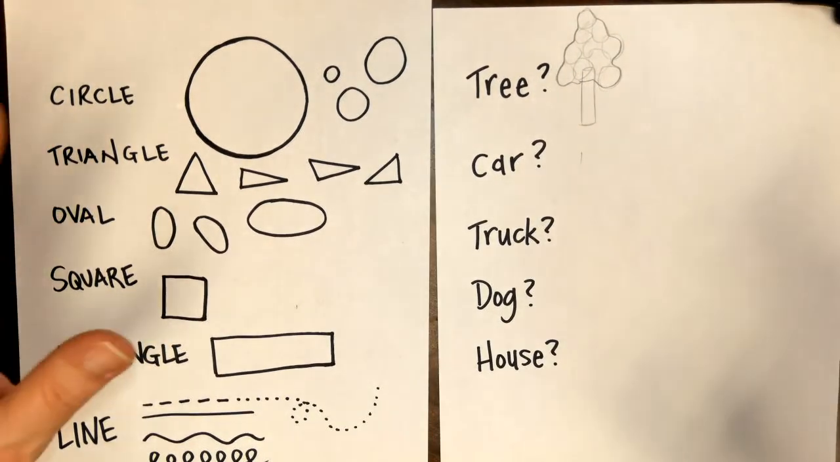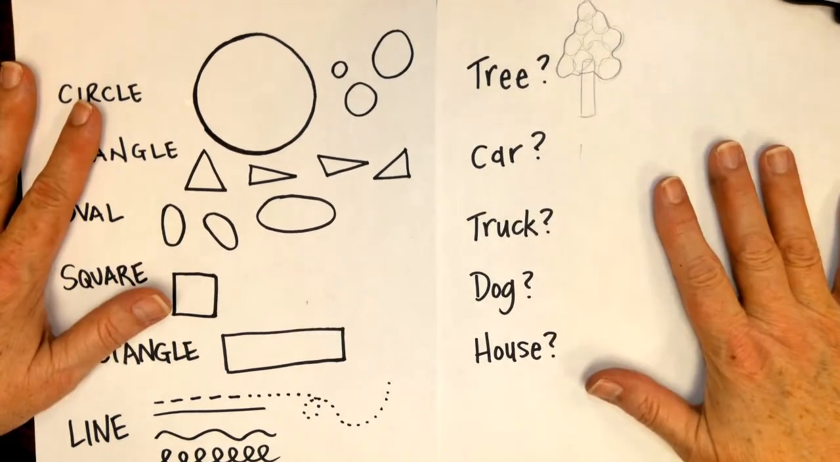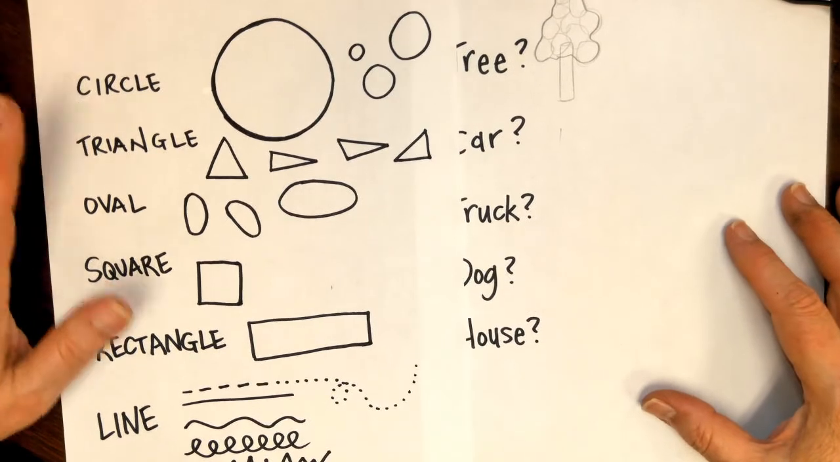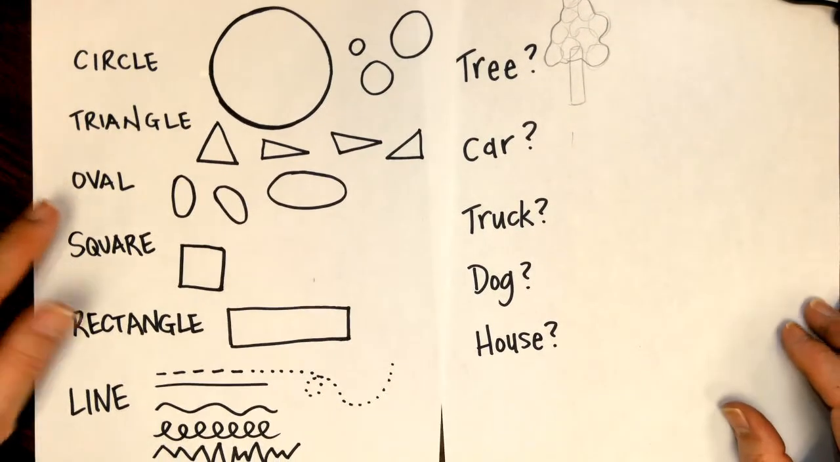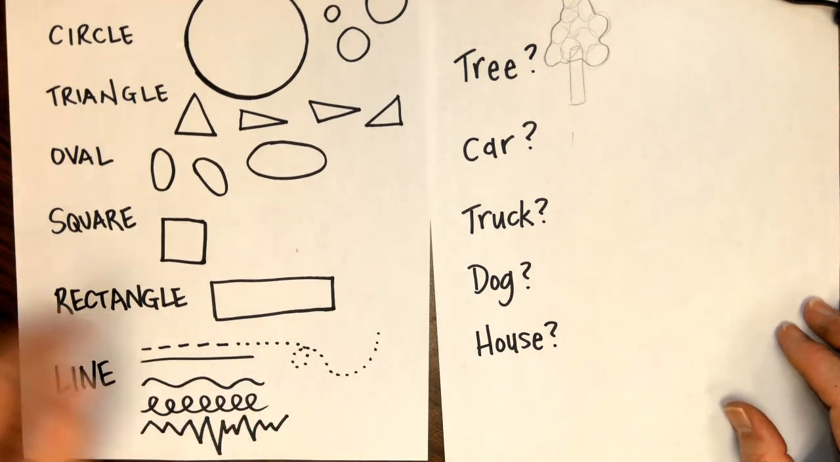Okay? Do some drawings for me. Send me an email with pictures of your drawings that you guys have created using your 5 basic shapes and some little lines here and there.